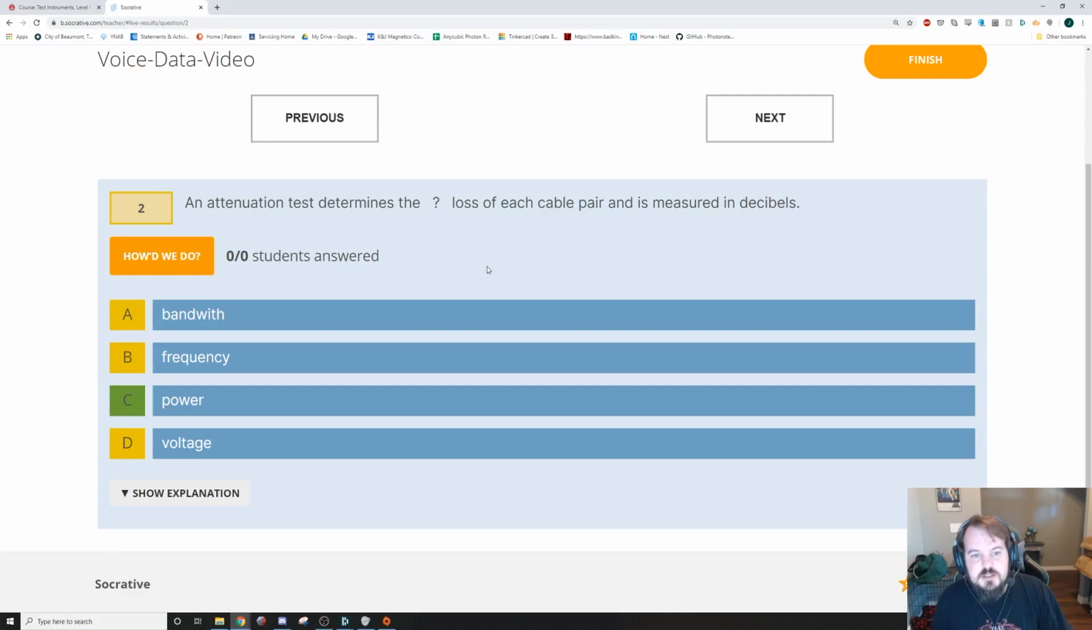An attenuation test determines the loss of each cable pair and is measured in decibels. And that is the power loss. You can find an attenuation test on page 111. It is about 3/4 down the page, and it is under voice data video test measurements, and that lists a bunch of different tests that you can find. The cable length test, the resistance test, the tone and probe test, the wire map test, and the attenuation test are all under there. Oh, there's more. The telephone test, the next test, propagation delay test, there's a ton of them.